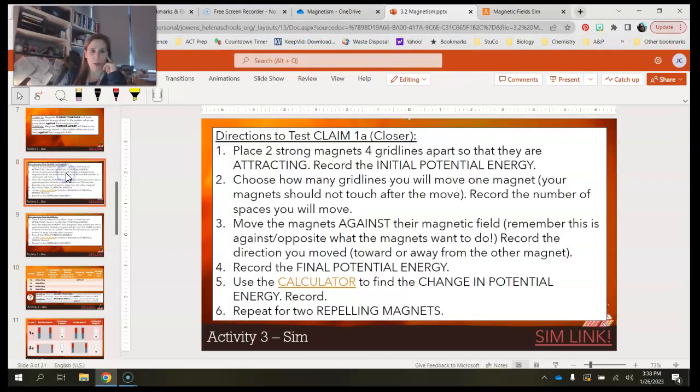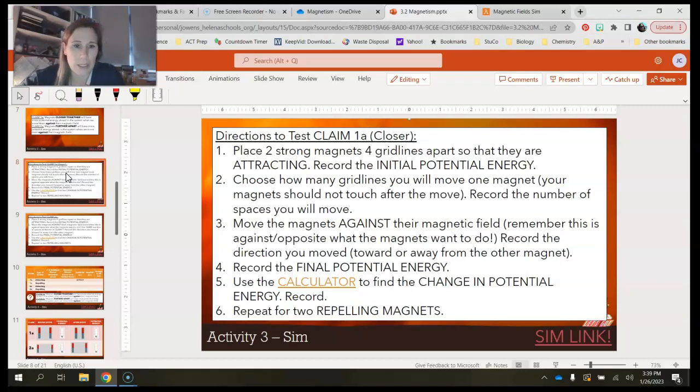Let's go back up to our directions. Choose how many grid lines you will move one magnet. Whatever you choose for this one, you're going to want to do for all of these in the sim. Every place you collect data for the rest of this assignment, that's what you're going to use for your movement. I'm just going to choose 2. If you don't want to do 2, you're more than welcome to do something different, but then you're going to have to regenerate your own data, and that's totally fine too.